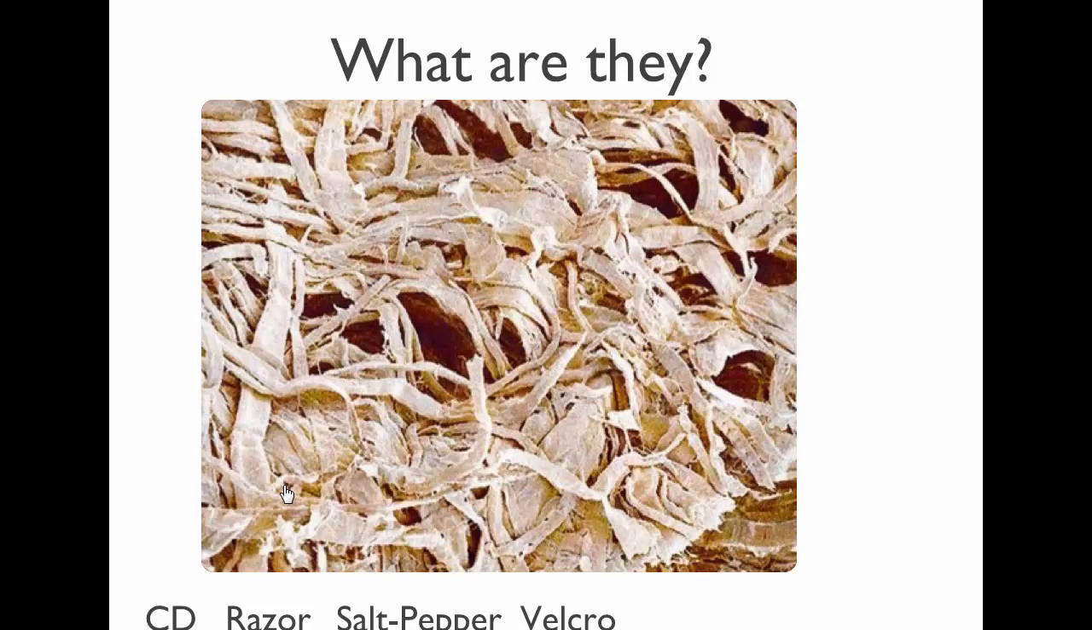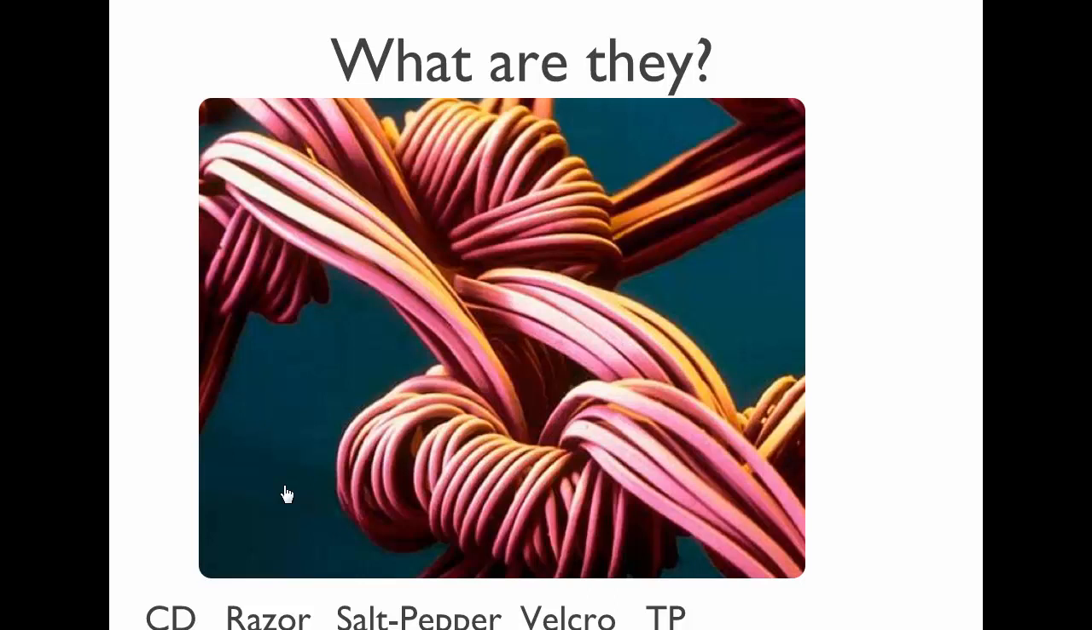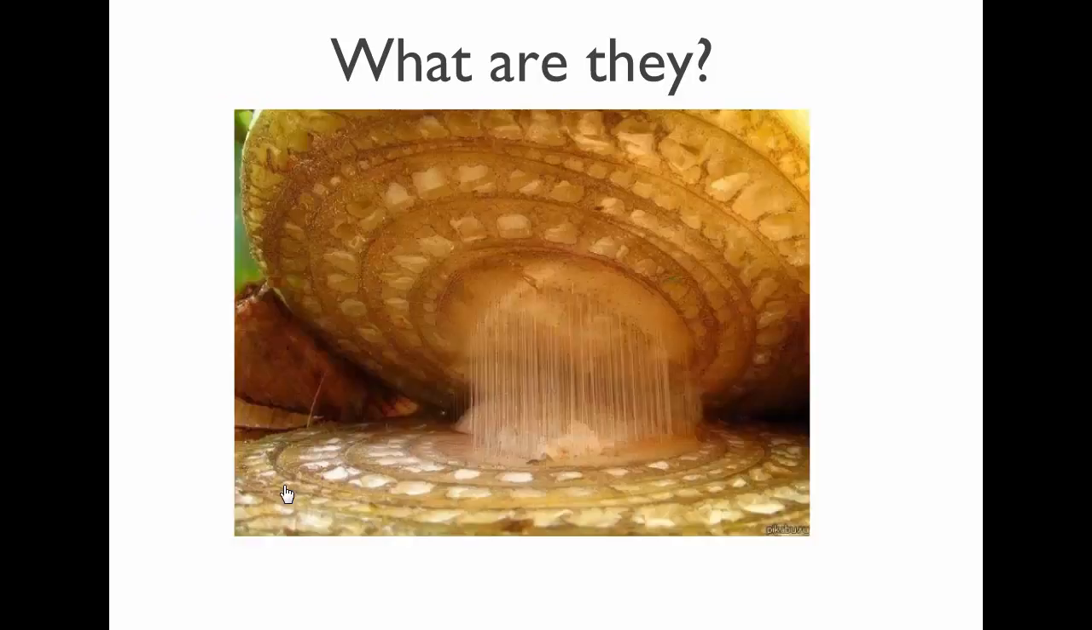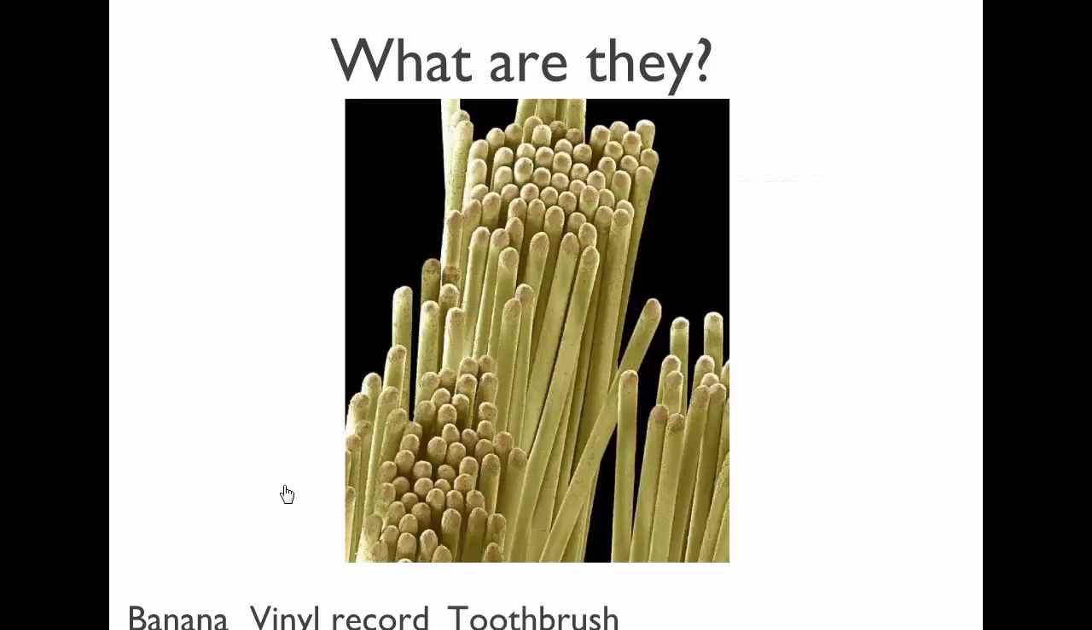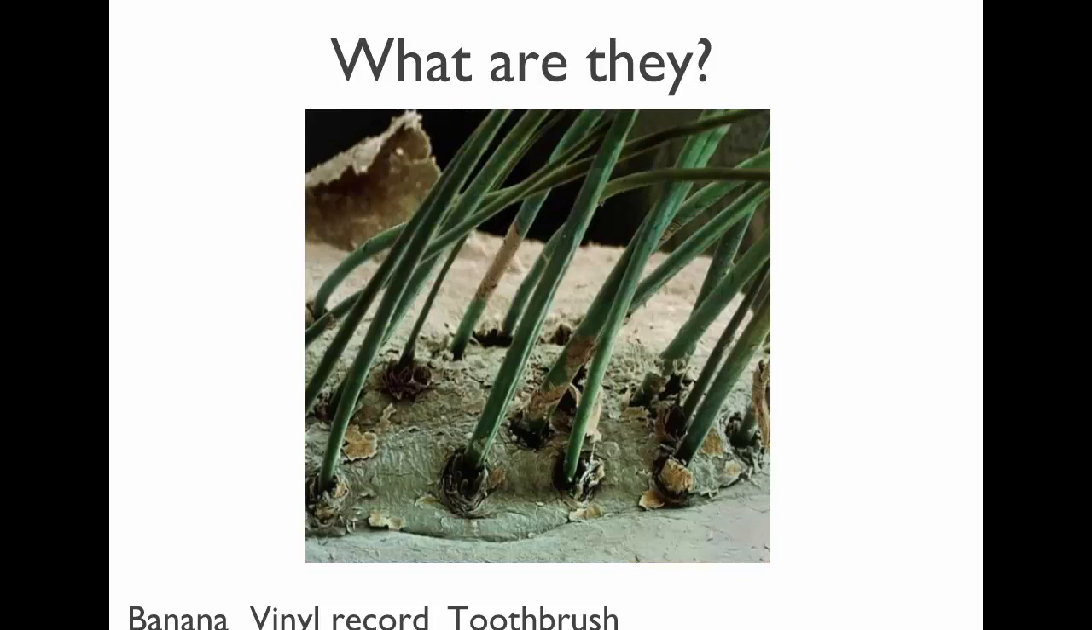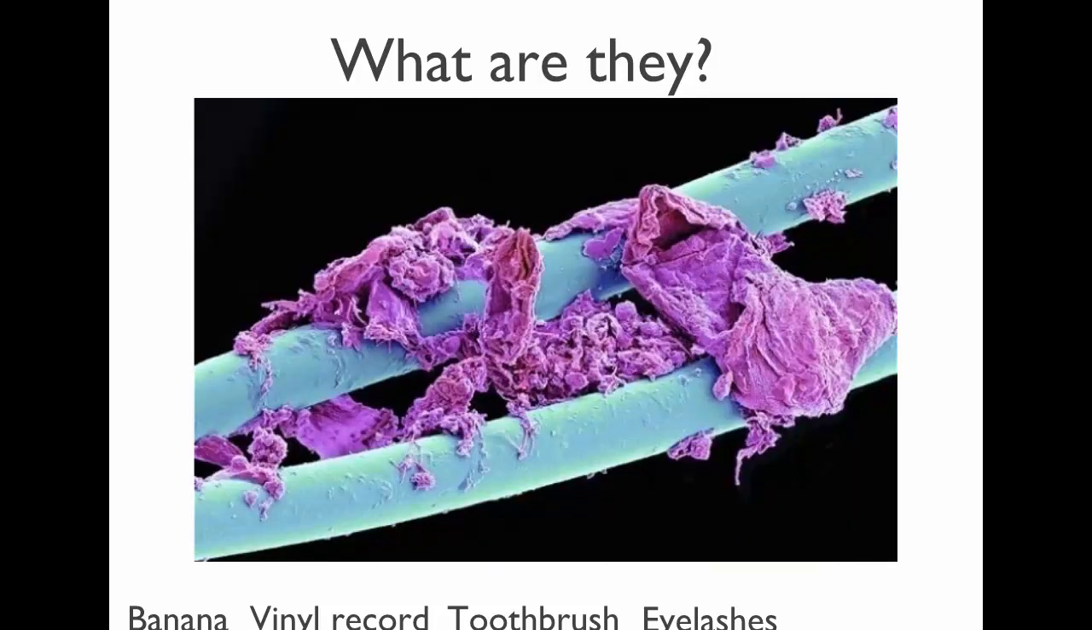What type of paper? Toilet. This is one you might not know. What's it called? They look like rubber bands. Actually, nylon stockings, that a girl might wear with a skirt. They're made of these. Oh, these fabrics attached. Okay, that's a banana. Chocolate. A record. A vinyl. Those are the grooves of a vinyl record. That's a toothbrush. Eyelashes. Somebody's wearing a lot of makeup, I think. Dental floss with tooth gum on it.